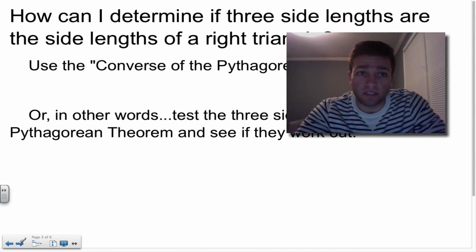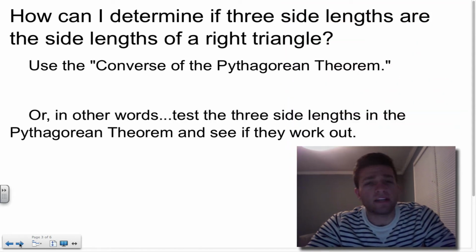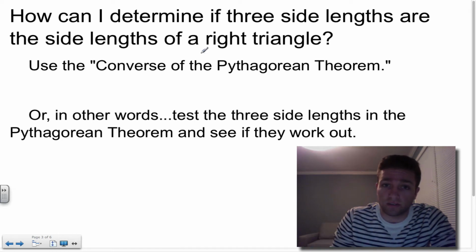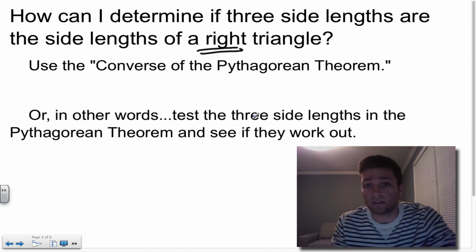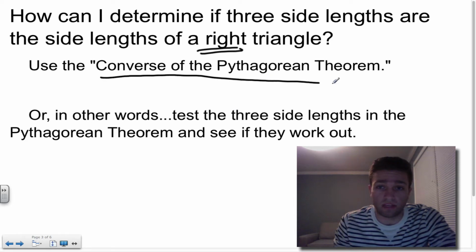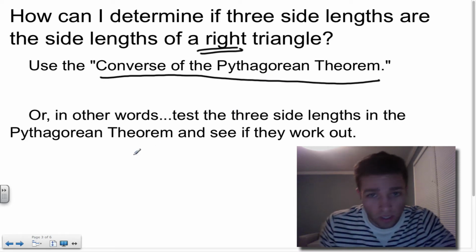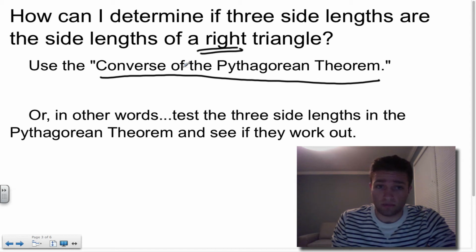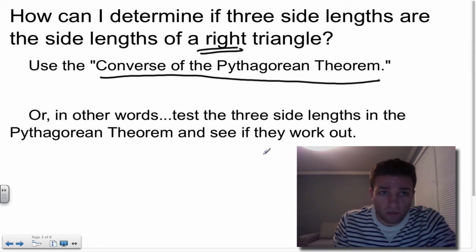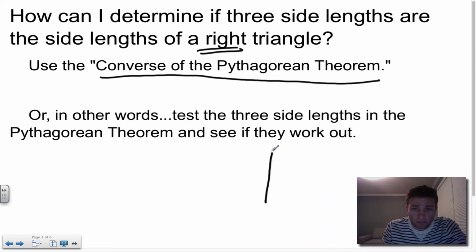The other part of this lesson is how can I determine if three side lengths are the side lengths of a right triangle? So if you already know that they're going to form a triangle, how do you know they will be a right triangle? And you can use what we call the converse of the Pythagorean theorem. So all this really means is test the three side lengths in the Pythagorean theorem and see if it works out. So let's see. Say you have this triangle.